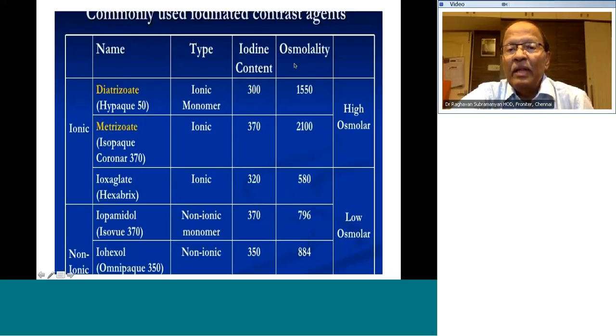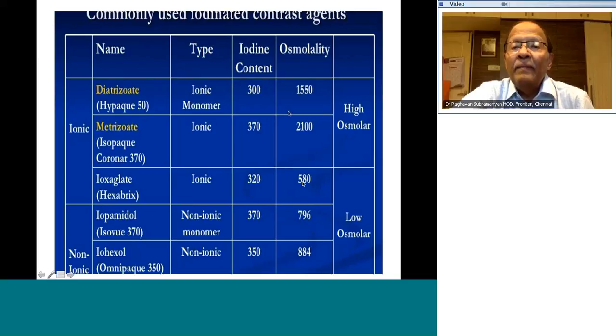Now, the toxic effects of a contrast agent are directly related to osmolality. Osmolality is the density in relation to the plasma. These are all denser than plasma, and therefore they are also very viscous, and that's the main cause of toxicity, including toxicity on the kidney, brain, and other systems.